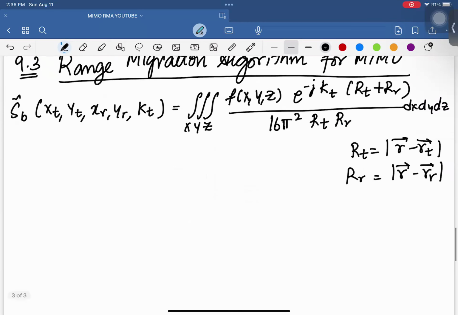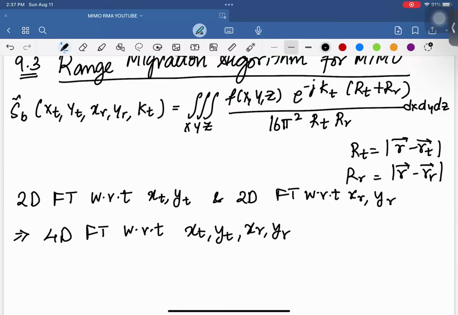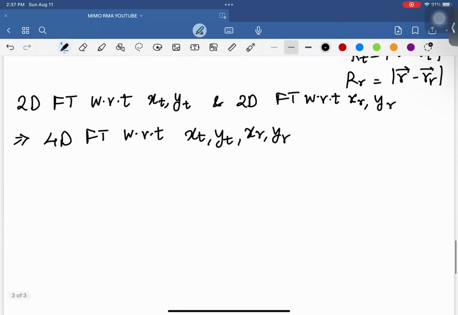So the first step is to take a 2D Fourier transform, similar to how we did in SAR range migration. Here also we will take a 2D Fourier transform with respect to xt, yt, and another 2D Fourier transform with respect to xr, yr. So that's essentially a 4D Fourier transform with respect to the variables xt, yt, xr, and yr. Of course, all these 4 variables are independent, so it should be fairly straightforward to take a Fourier transform. Okay, so let's do that.